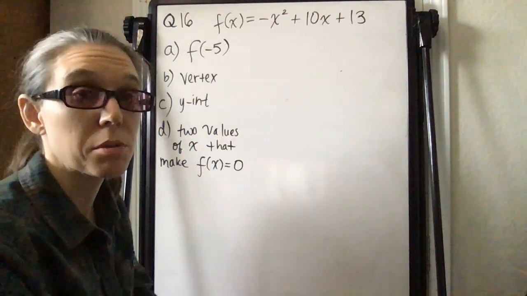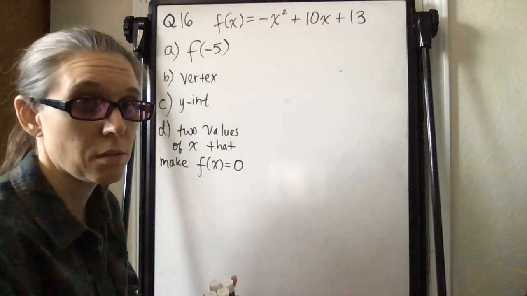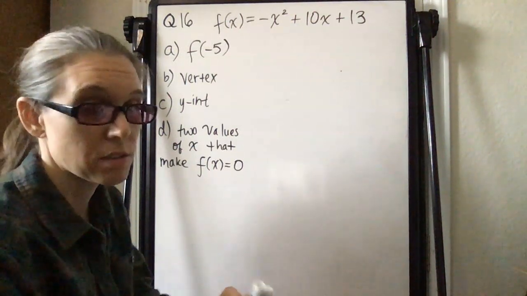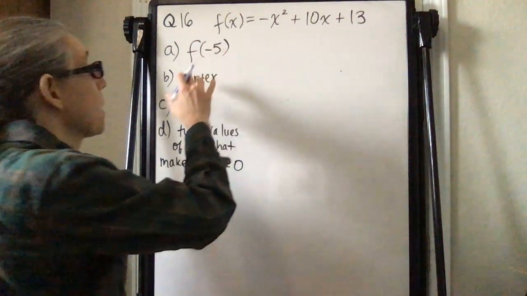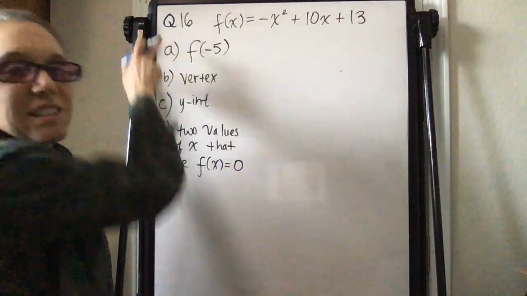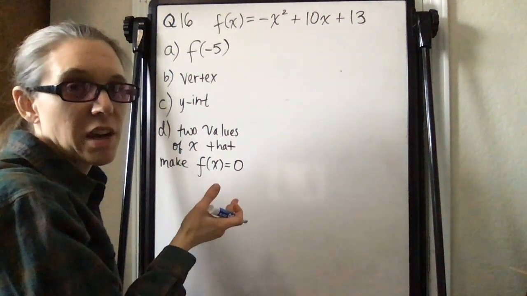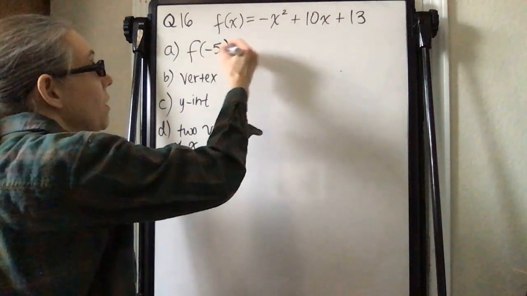Okay, we have 5 problems left. I realize this is a long lecture. Remember that this is the big culmination lecture for the year. So it's long for a reason. Okay, so f of negative 5. This is question number 16 from my open math. It's a 4-part question. F of negative 5 is just to show you can evaluate at a given x value.